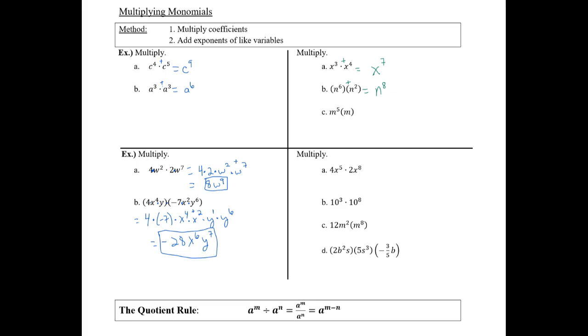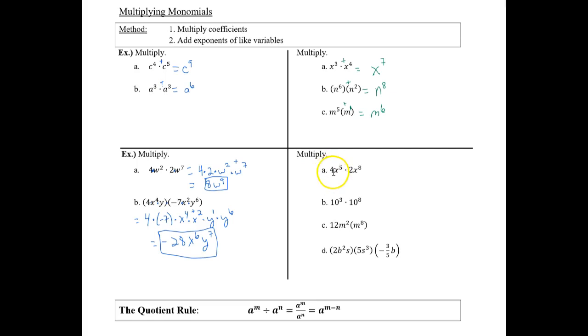M to the 5th times m. Again, m is the same thing as m to the 1st power. We just don't write the 1. So 5 plus 1 gives me m to the 6th power. Below that, now we're throwing in some coefficients.